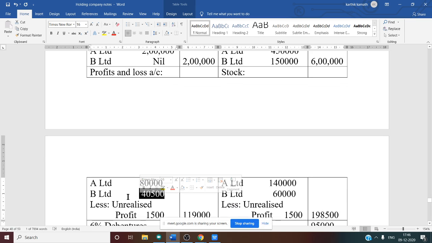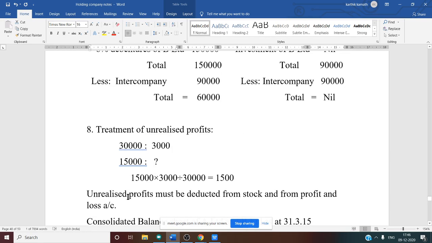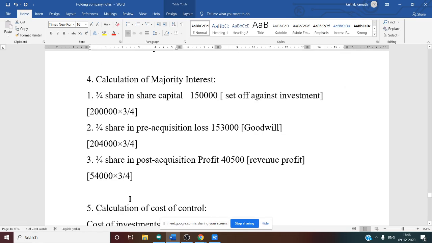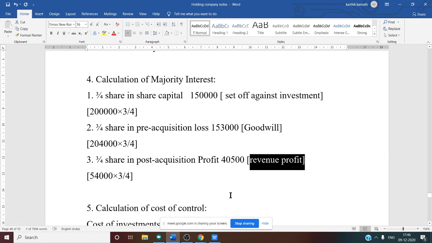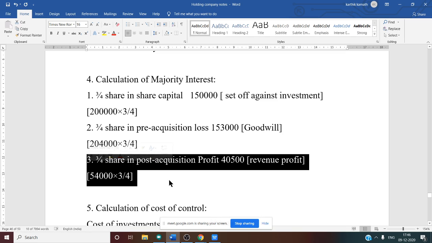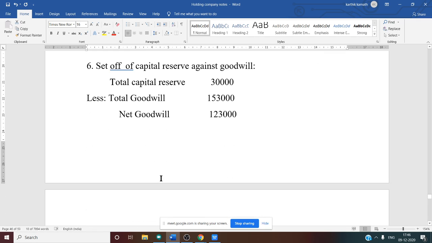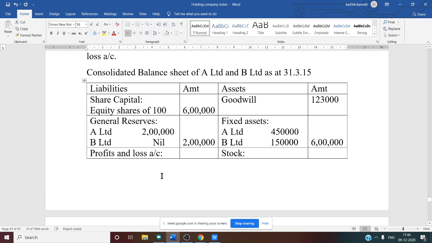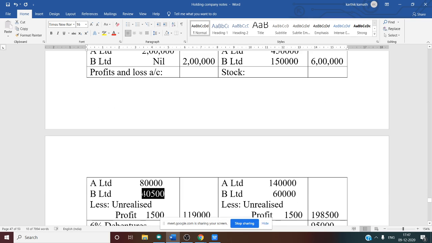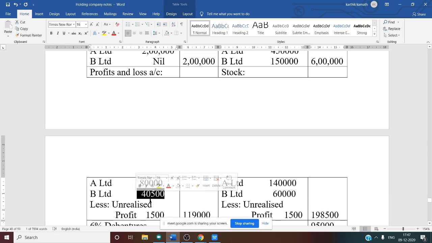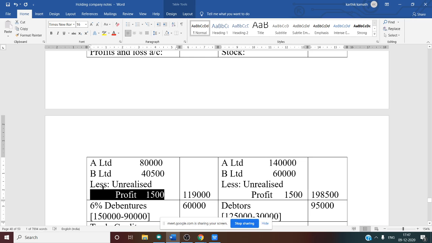From where did this information come? So now you see the majority interest working note. Once again, we'll see it. There we have written revenue profit. See this, 3 by 4 share in post acquisition profit. So this 40,500 is nothing but the post acquisition profit of the majority, that is, the post acquisition profit of the holding company in the subsidiary company. That is why it is written in the subsidiary company column. That is 40,500. From that you deduct unrealized profit, because we know there is a two-way deduction, 1,500. So total P and L here after all the deductions is 1,19,000.